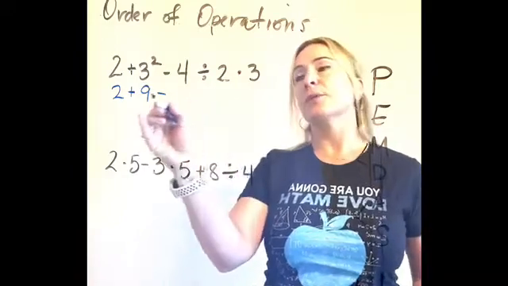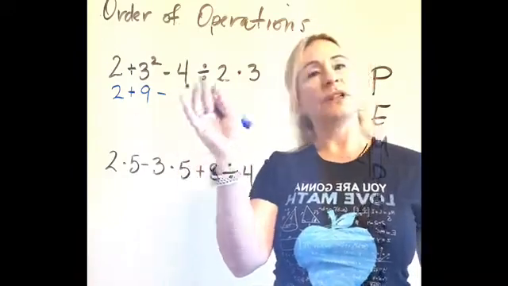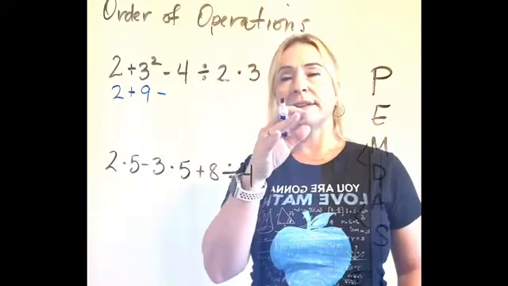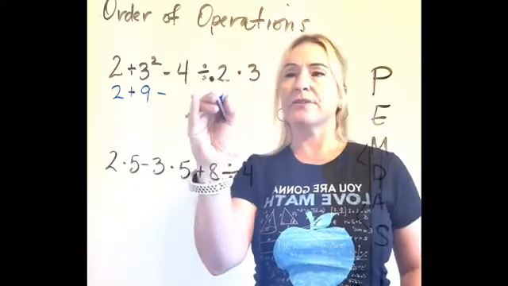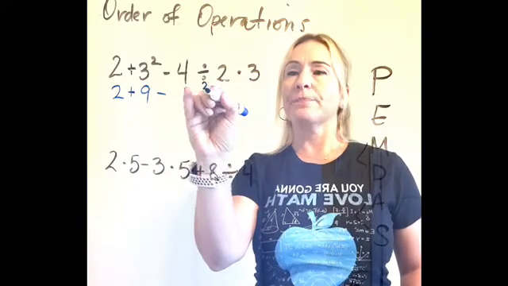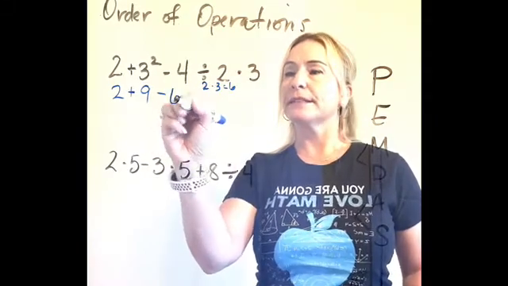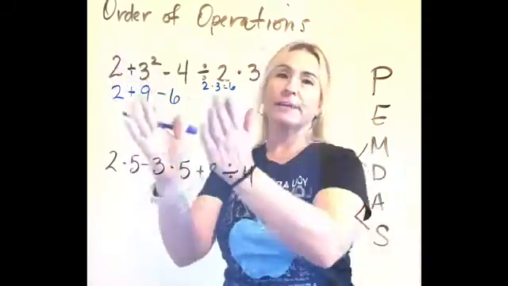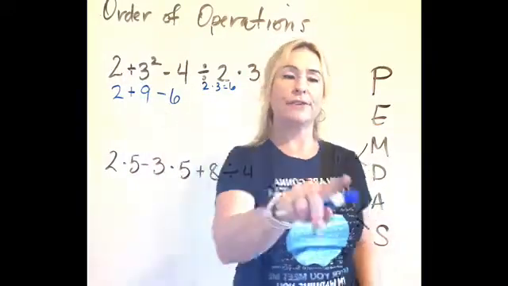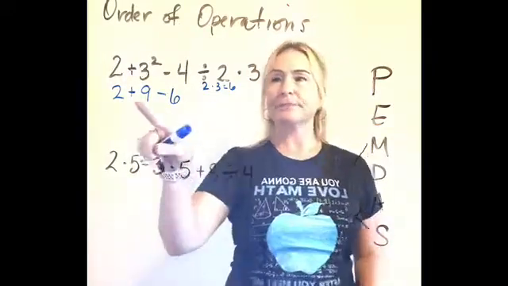So what I might do is do all of that in one kind of thought process. 4 divided by 2 is 2. 2 times 3 is 6. So then I have minus 6 here. I'm kind of shrinking my question down at this point. Now I have addition and subtraction.